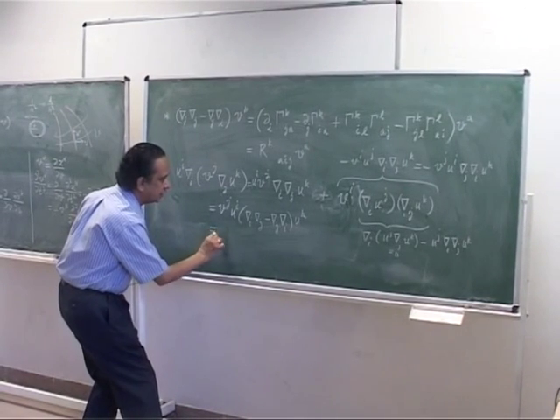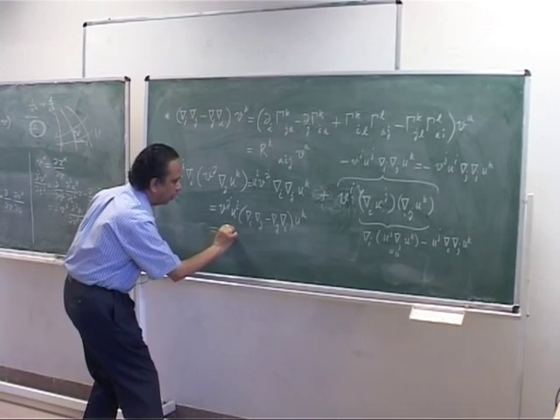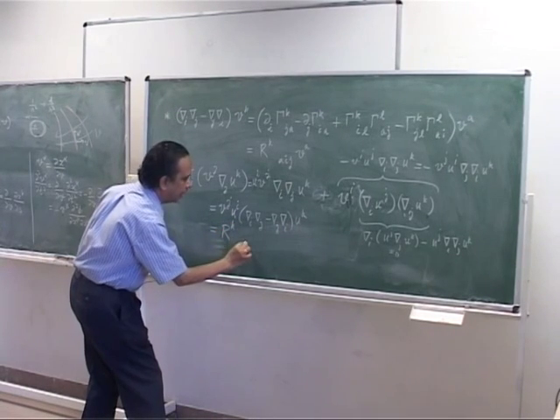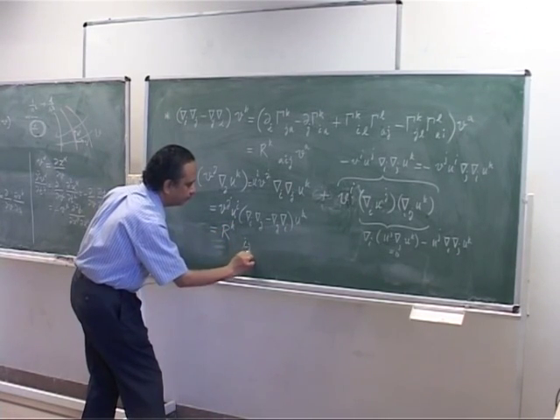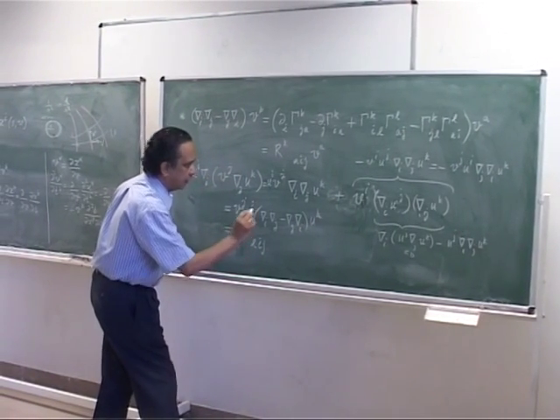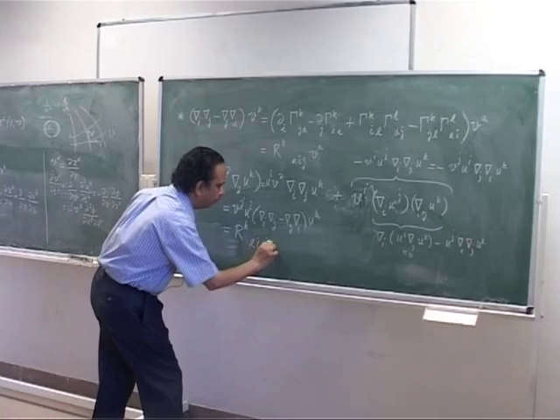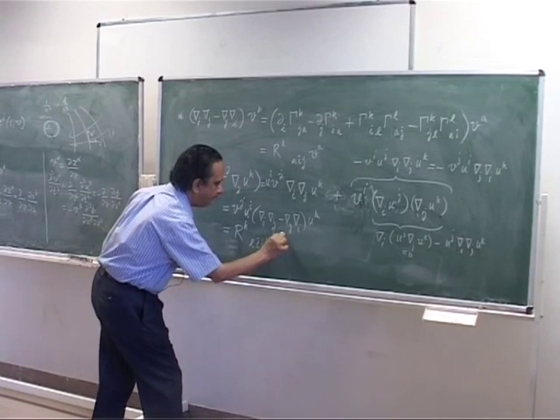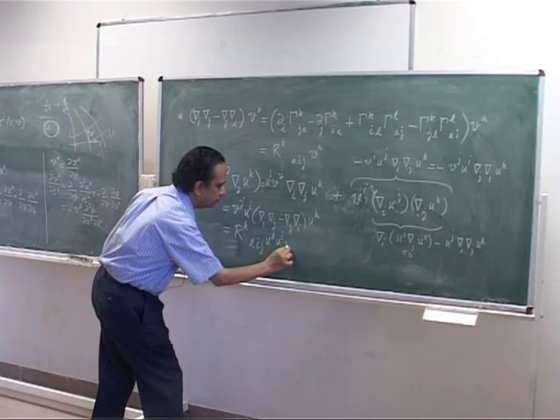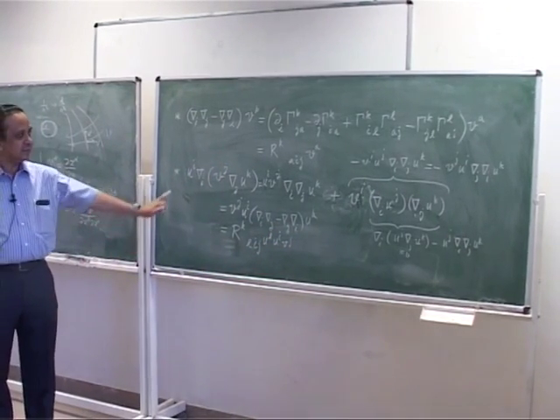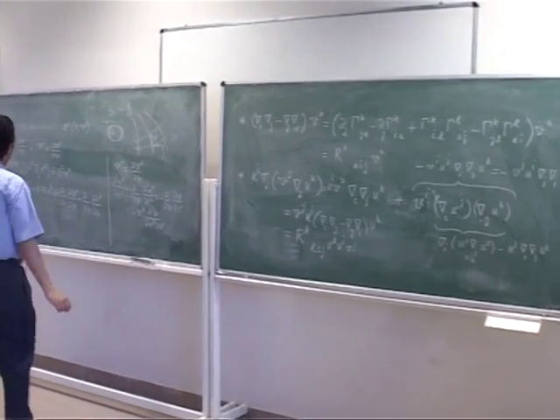So this is like R, this term R^k_{ij}, some L, then you have a U^L U^i V^j. So this is what this quantity is.